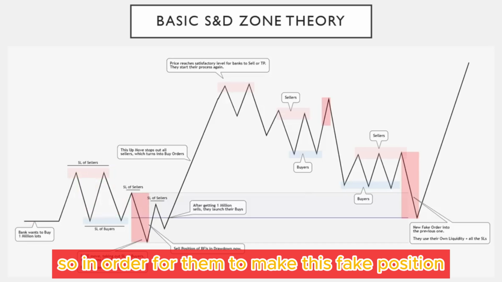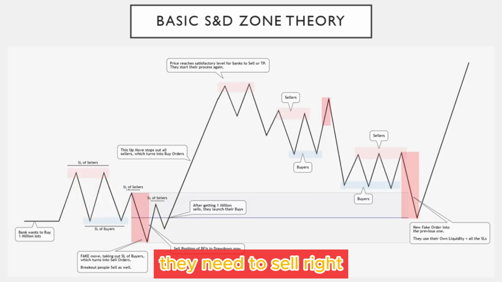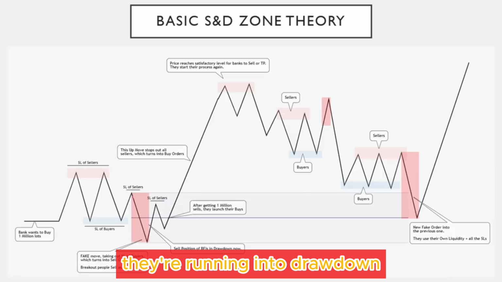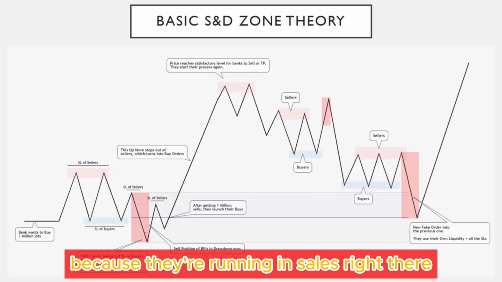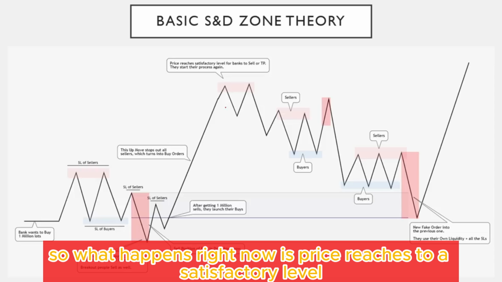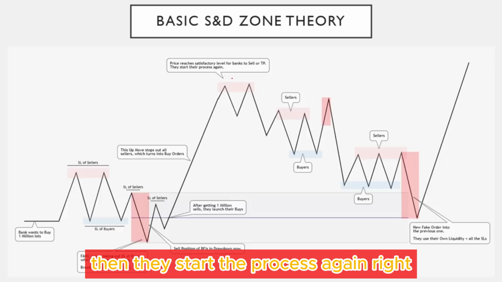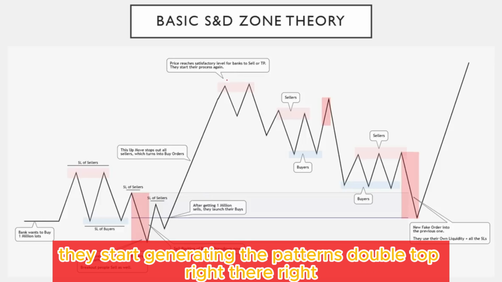So in order for them to make this fake position, they need to sell, right? So when they sold right there and then when they bought right here, they're running into drawdown because they're running in sells right there. So what happens right now is price reaches a satisfactory level, right? And then they take profits, they take some partials, then they start the process again. Right? They start generating the patterns.